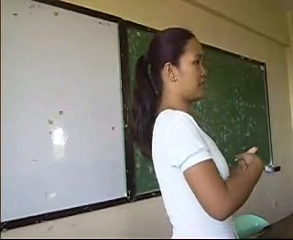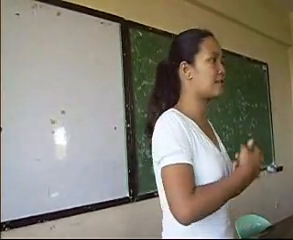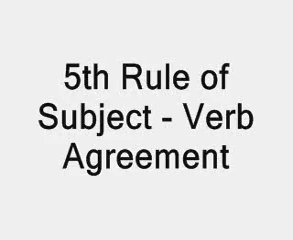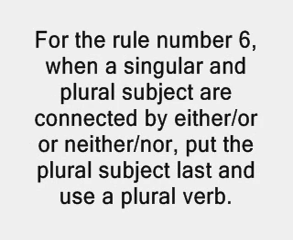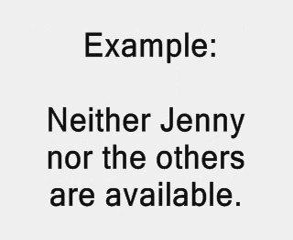And the last rule in subject-verb agreement states that for rule number 6, when a singular and plural subject are connected by either or or neither nor, put the plural subject last and use a plural verb. For example, neither Jenny nor the others are available.